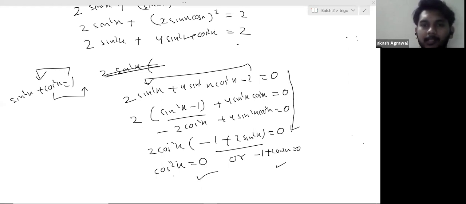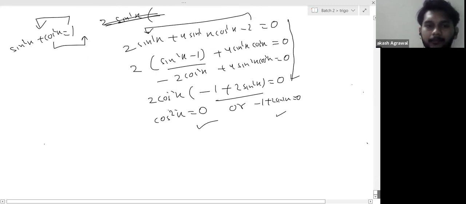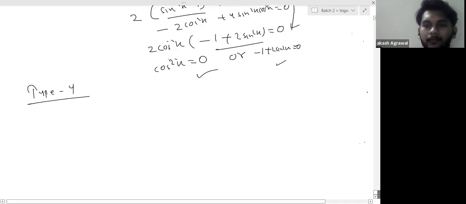Okay, this was type 3. One last type is remaining, type 4. If you see questions like a sin theta plus b cos theta equals c, where mod c is less than or equal to under root a² plus b².